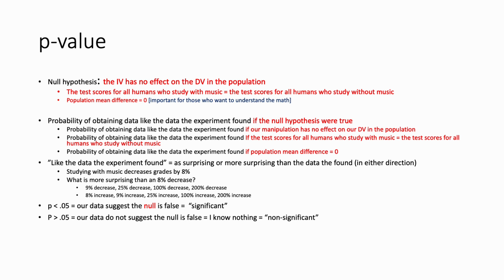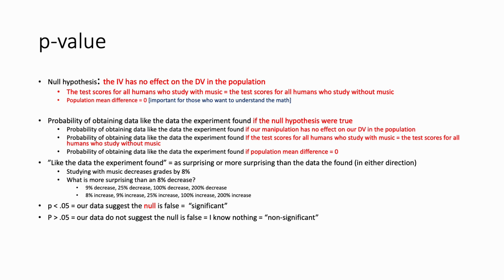All I did was subtract those two means from each other, those who study with, those who study without in the population. This is important to understand the math. Without viewing your null hypothesis as saying your population mean difference is 0, you won't understand the math, which is okay if you're not going to go get a PhD and do science.